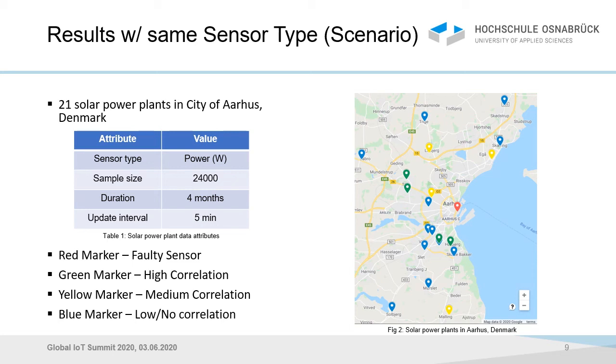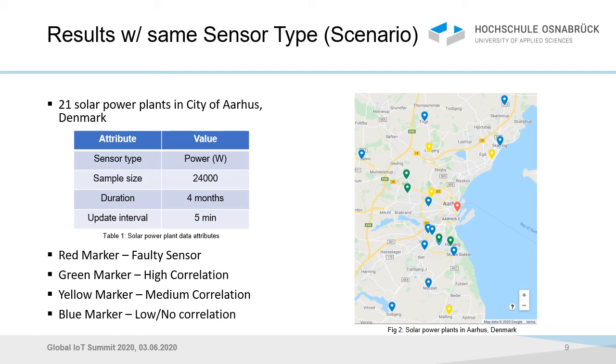On the right side of this slide, you can see the map of the city of Aarhus in Denmark. The markers are placed on 21 solar power plants situated inside the city. These plants log their power output in watts every 5 minutes. The data used here has 24,000 samples in it, which contains power output of the plant for 4 months. The data is not logged during the night time where the power plant is idle.